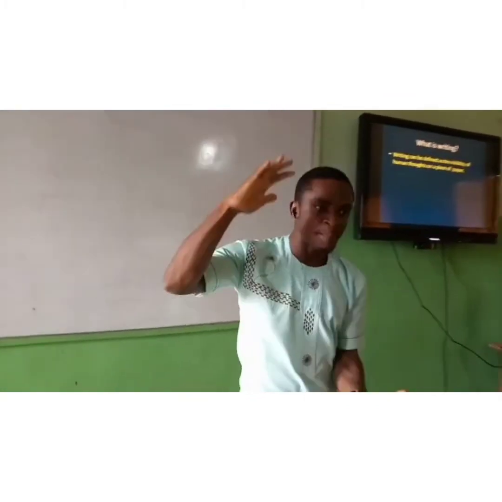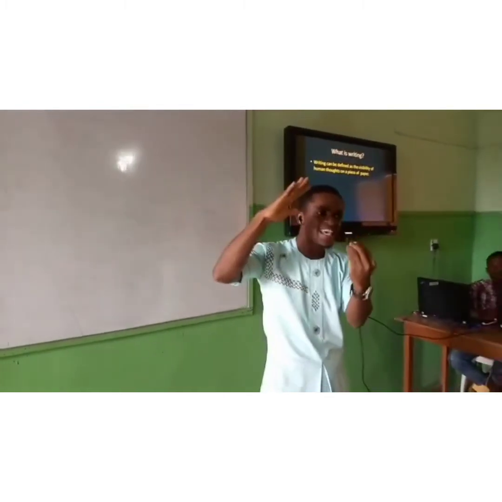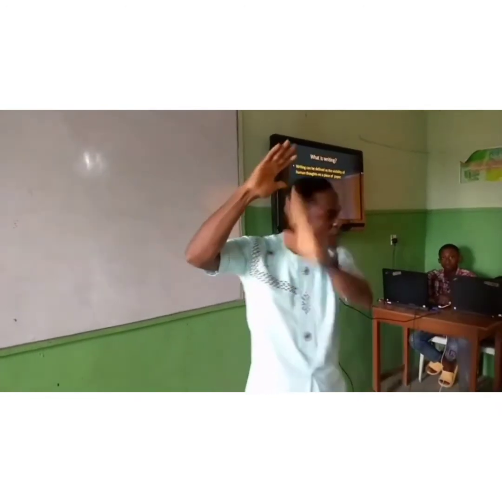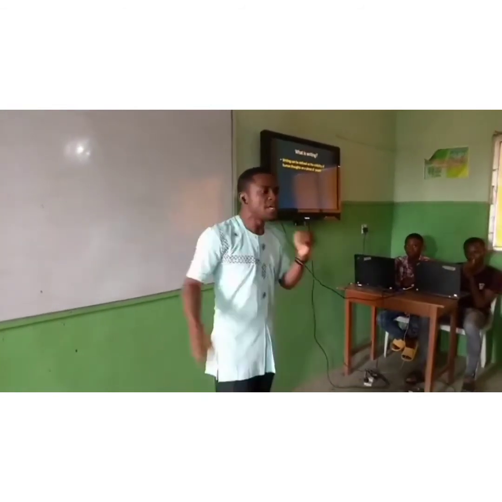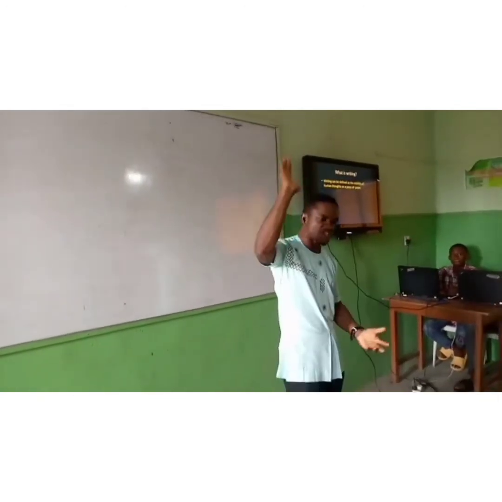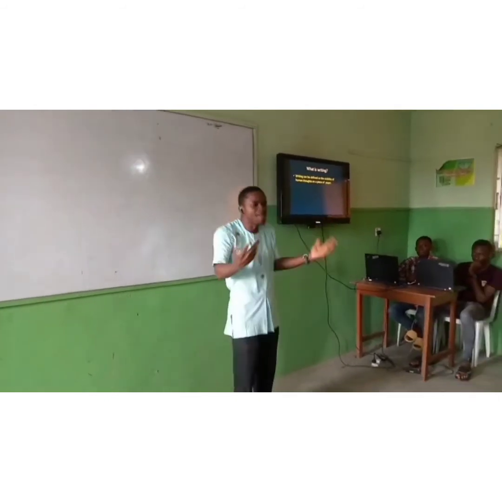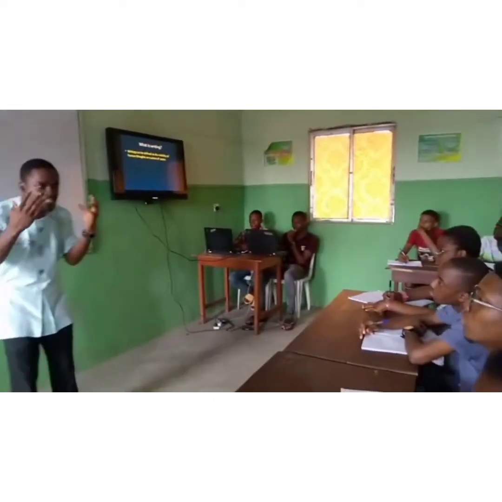So when you pick a piece of paper, the piece of paper is blank. You cannot see the brain. When the person begins to write, then you now see the person's brain reflected on that piece of paper. That is why writing is a visibility of human thought. It is what you are thinking that is reflected on that piece of paper. Somebody cannot see your thought. Your thoughts are invisible. So I take you and begin to write.